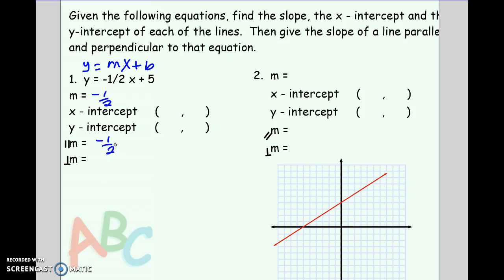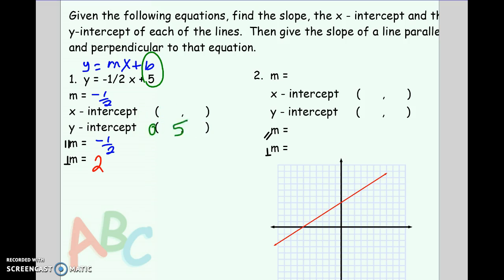-1/2. And my perpendicular slope, I have the perpendicular sign, which is an upside down T next to the m, which is my symbol for slope, is going to be the opposite of this, so positive, and the reciprocal of 1/2, so a +2. Now my y-intercept I already know because it's in slope-intercept form, so my y-intercept is my b, which means it's 0, 5.